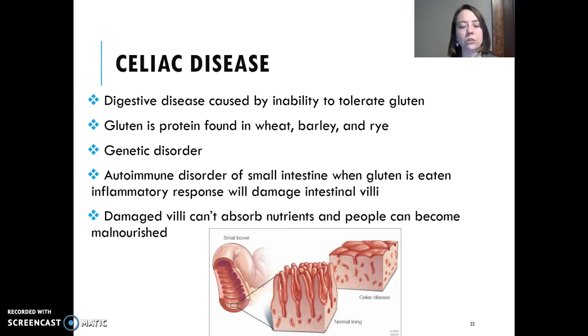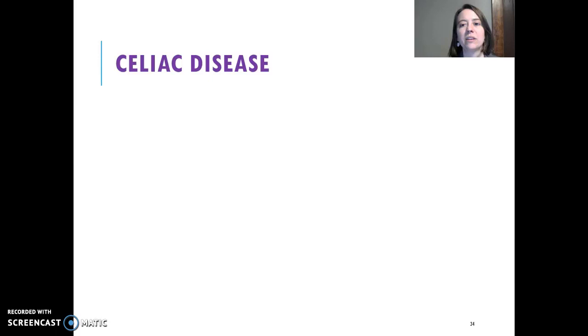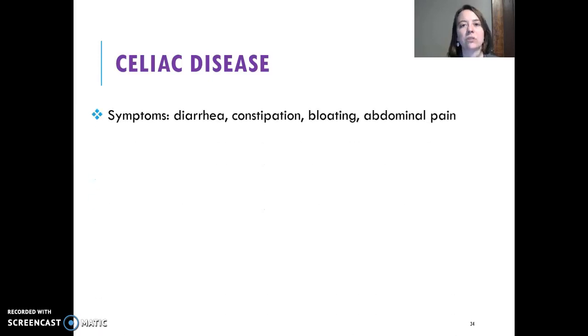So normally gluten is something that we all eat and it's just fine, but someone with celiac disease cannot eat gluten without a lot of repercussions. So what would happen if someone with celiac disease does eat gluten? How do we know if a person has it? Well, after eating gluten, there would be periods of diarrhea, constipation, bloating, and abdominal pain. So basically, it is not pleasant.